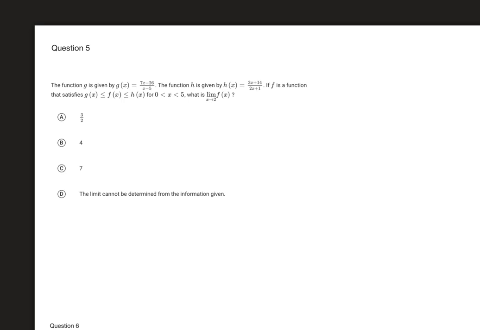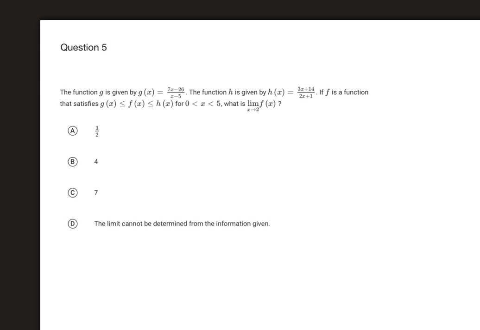Okay, number 5. Function g is given by g of x equals 7x minus 26 over x minus 5. Function h is given by h of x equals 3x plus 14 over 2x plus 1. If f is a function that satisfies that triple inequality, so maybe we're doing a squeeze theorem again, on the interval from 0 to 5, then what's the limit as x approaches 2 of f of x?